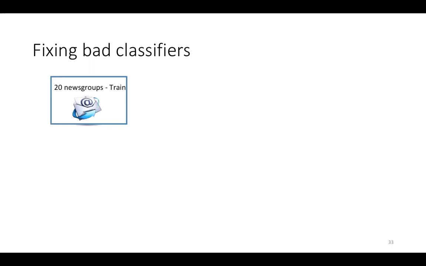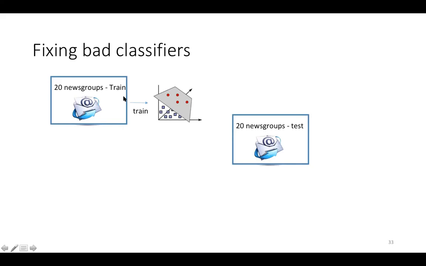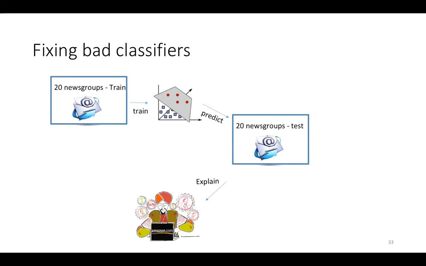Again, they take the 20 newsgroups data. They divide it into a training set and a test set, and then they have a model, some XYZ model, with which they train and predict. Along with the predictions, they also generate explanations, and these explanations are then given to Mechanical Turkers. These Turkers do something on these explanations, which we will come to in a moment, and then the resultant is pumped back into the model.